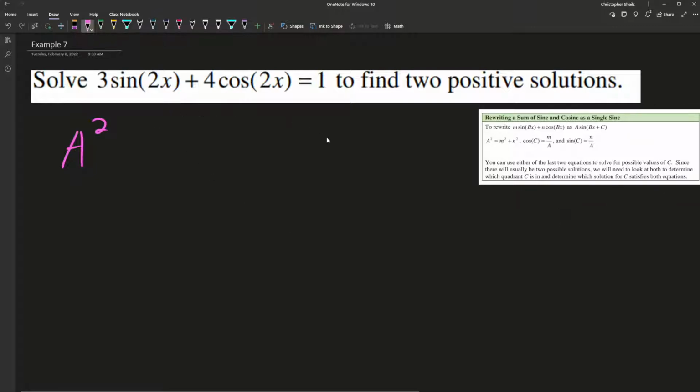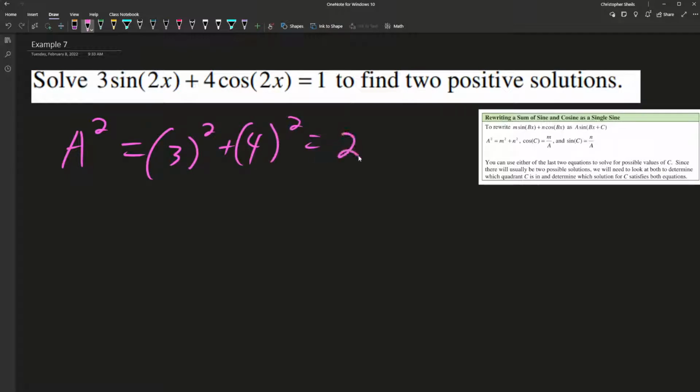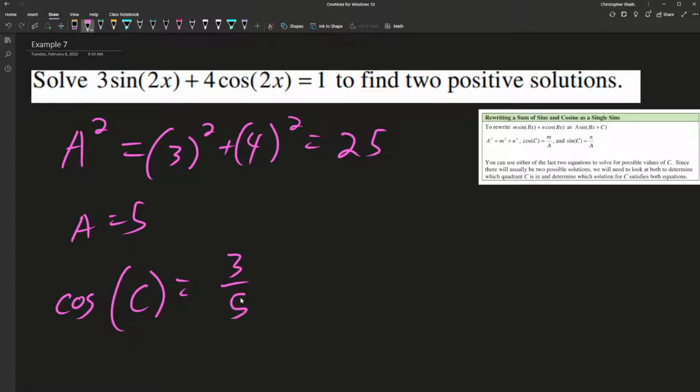So a squared is going to be m squared plus n squared. So this is 3 squared plus 4 squared. So a squared is 25. So a is 5. Cosine of c is m over a. So this is 3/5.